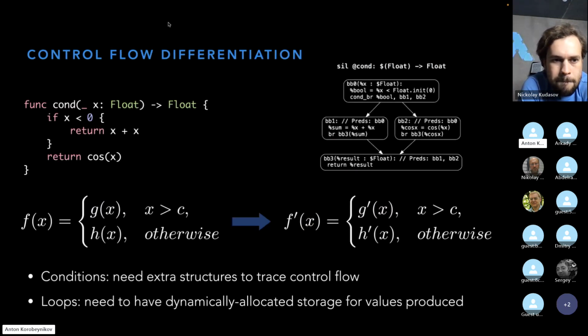All right, so let's return to the very first question: what to do with discontinuities? Control flow gives us the ability to represent conditional operations.